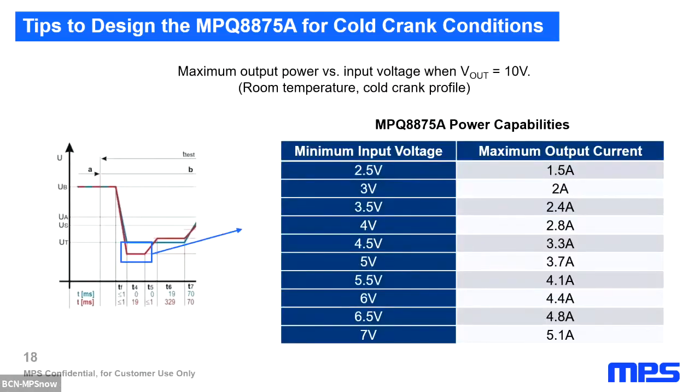Another important measurement is the one that shows the maximum output current with a fixed output voltage of 10 volts when the minimum input voltage of the cold crank profile is changed along the range from 2.5 volts to 7 volts. When the minimum input voltage is around 2.5 volts, the maximum output current obtained is 1.5 amperes. Then, if we change this minimum voltage of the cold crank profile to, for example, 6 volts, the maximum output current has increased to 4.4 amperes.